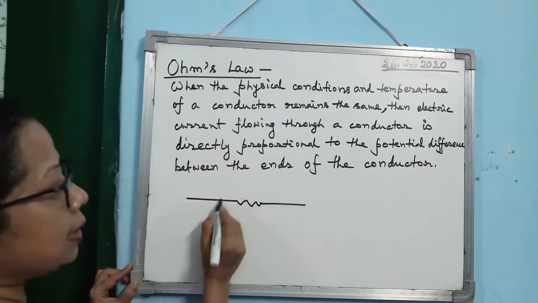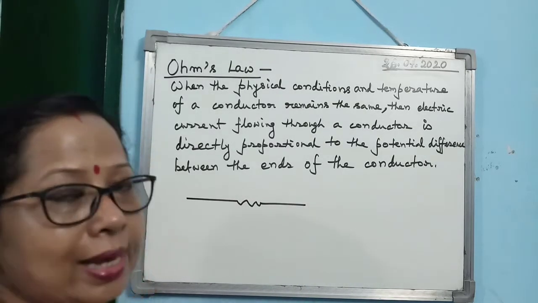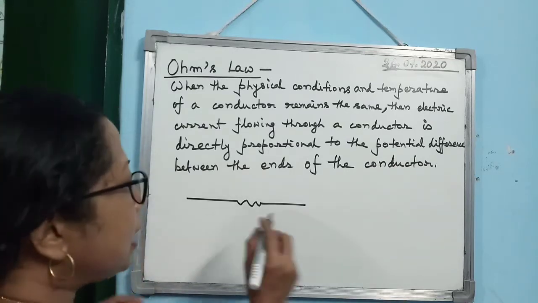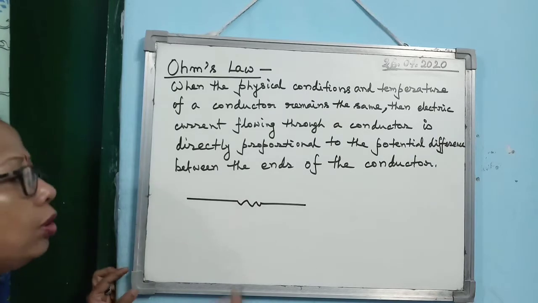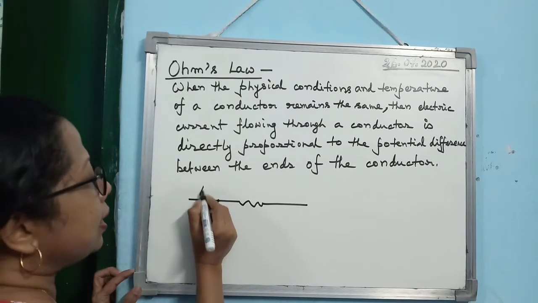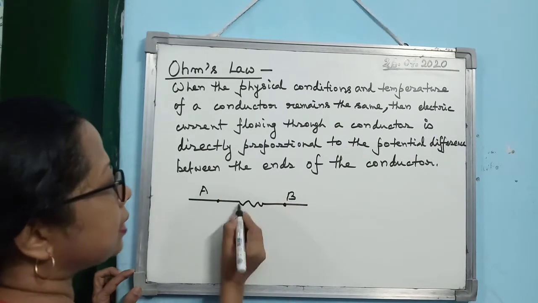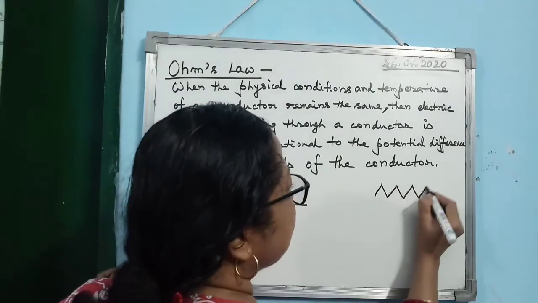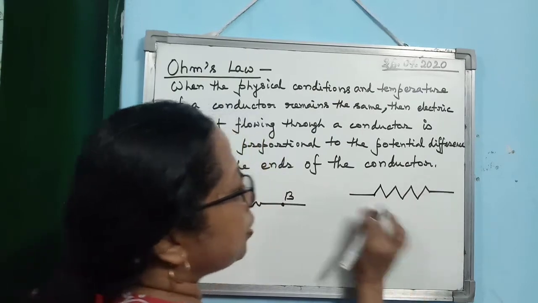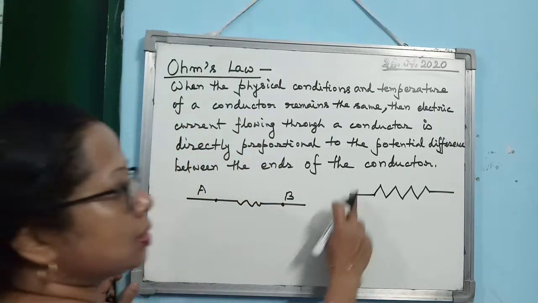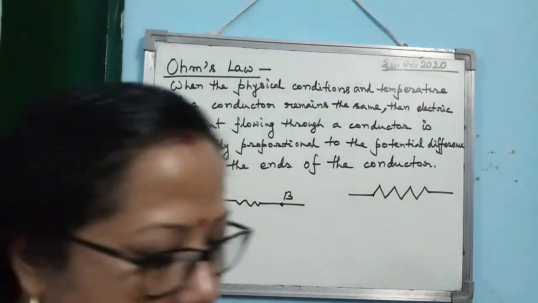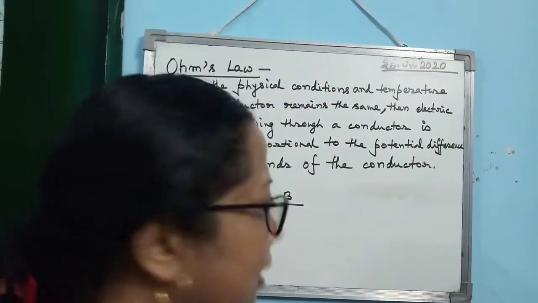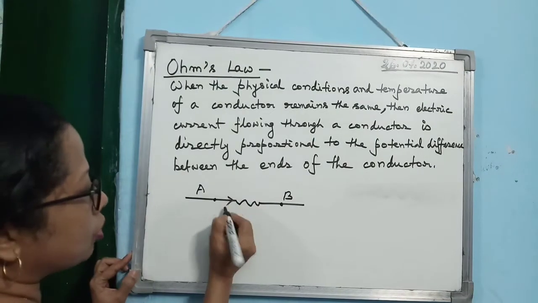Before that we did not know about resistance, so we drew the conductor like a straight line. Now as we know resistance, a conductor is generally drawn like this, meaning this is the resistance. This is the symbol of resistance, meaning it is the opposition. So a conductor always has a resistance. That's why we draw it like this.